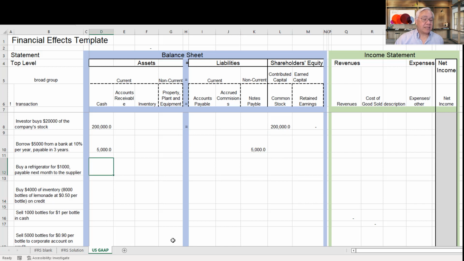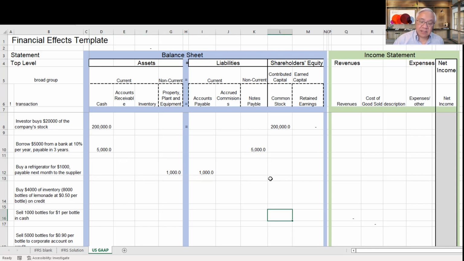Check. Next, we buy a refrigerator for $1,000 payable next month to the supplier. So we bought something, but we didn't pay cash. So we bought, what did we buy? We bought some equipment. What's the value or historical cost, right, for accounting is $1,000. It went up. We had our assets go up by 1,000. And what happened? We owe money. So our payable, our vendor payable goes up by 1,000. Again, are we in balance? We have an asset and we borrowed money to get the asset.